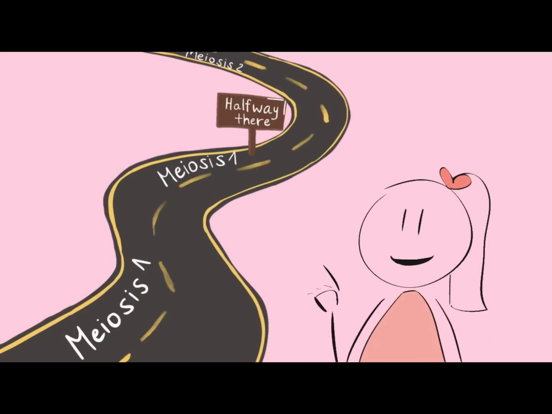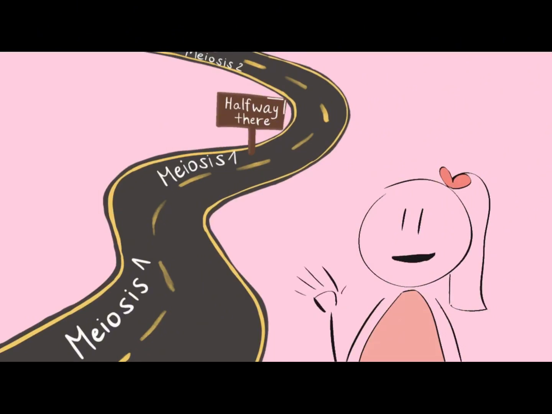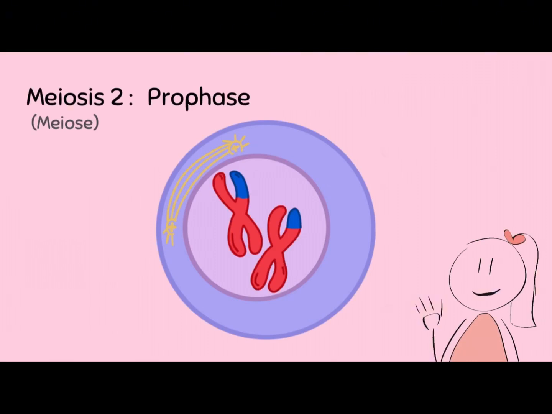Now that we've completed meiosis 1, we have 2 haploid cells, each with half the original chromosome number. But we're not done yet. Meiosis 2 begins. This is where the sister chromatids are separated, creating 4 genetically unique gametes. Let's break it down step by step. First, in prophase 2, the chromosomes in both cells condense again and new spindle fibers form.